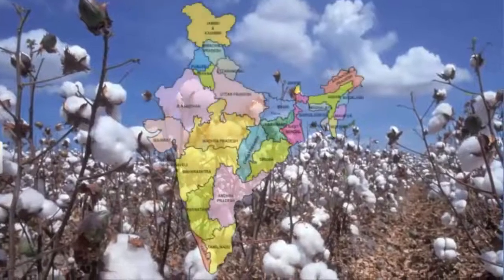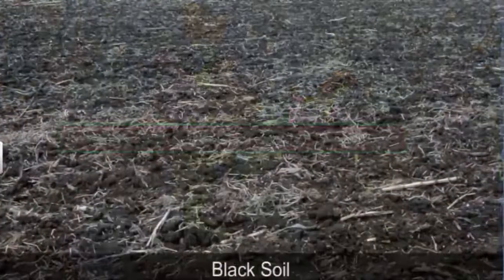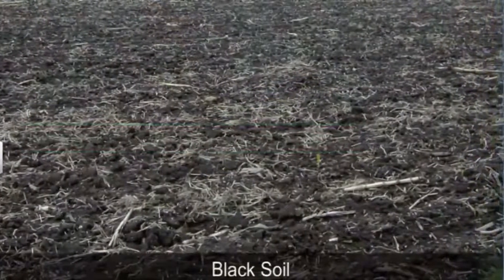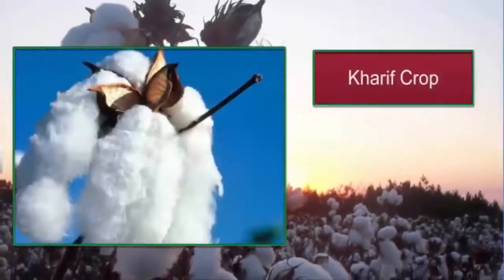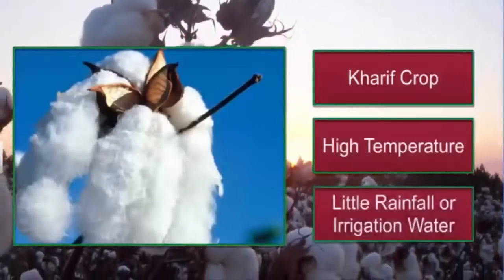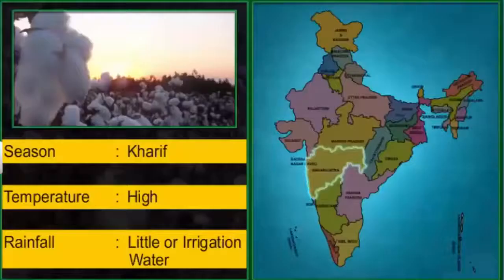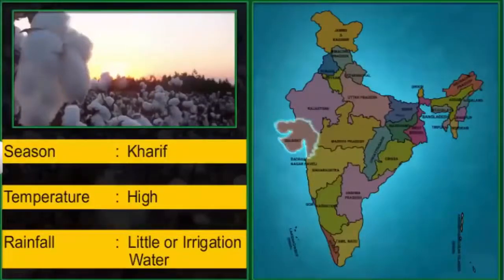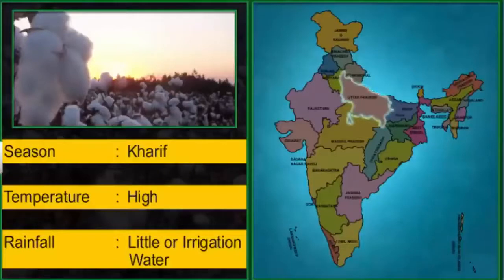India is the second largest producer of cotton in the world. Cotton grows well in the black soil of the Deccan Plateau. It is a kharif crop and requires a high temperature and light rainfall or irrigation for proper growth. Maharashtra, Gujarat, Madhya Pradesh, Tamil Nadu, Karnataka, Andhra Pradesh, Punjab, Haryana and Uttar Pradesh are the major cotton producing states in India.